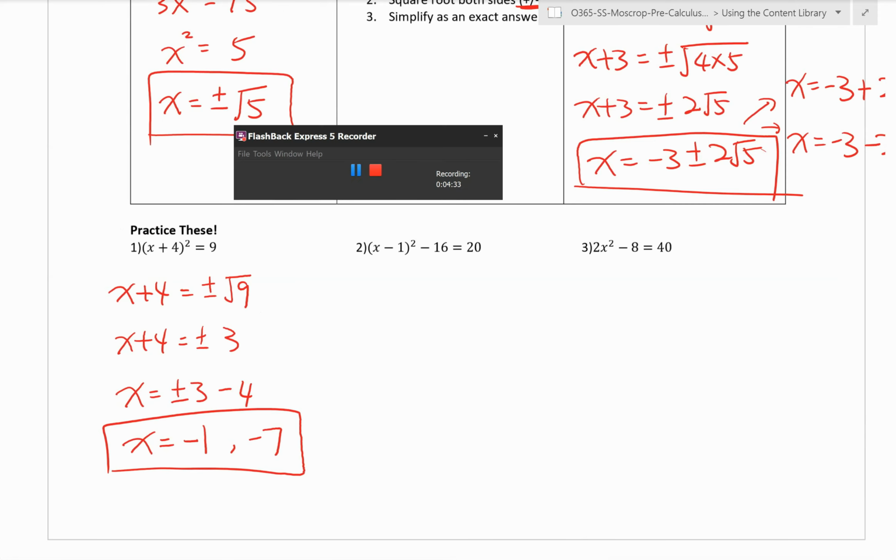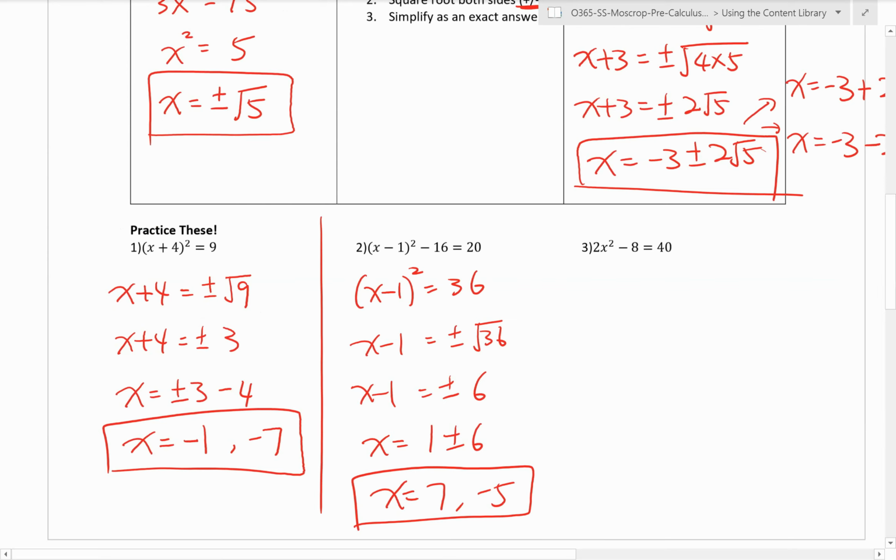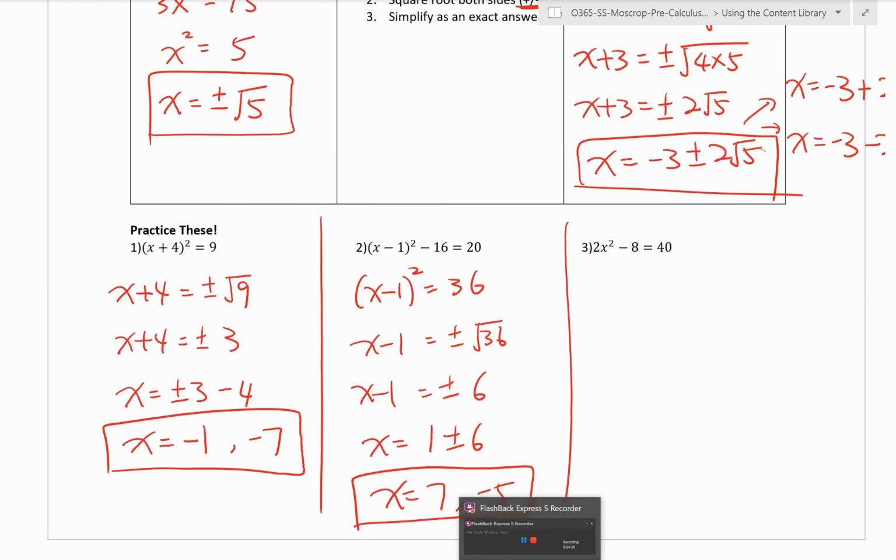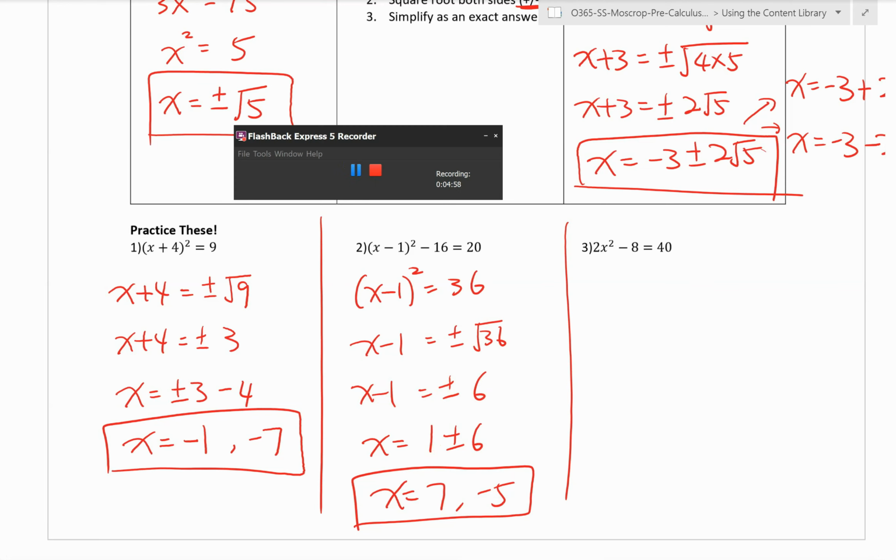Okay, go ahead, continue. Something similar happened here. When you move 16 over, it becomes 36. And when you square root that, you get a nice number, positive or negative 6. Again, you can evaluate that because it's just a whole number, so it's easy to do. Once you move the negative 1 over, it becomes a plus. You can evaluate and you get 7 and negative 5. All right, last practice question.